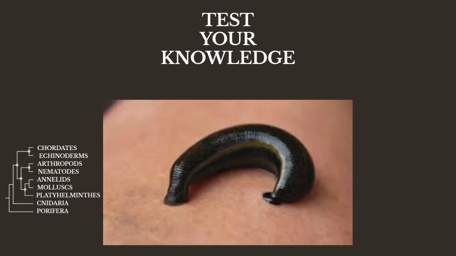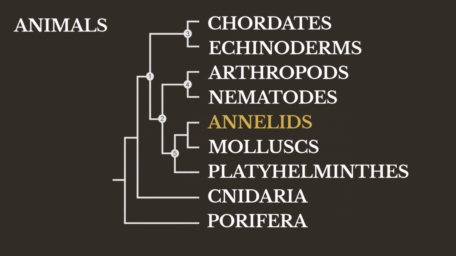Now, for the last one, I'll give you an easy one. What is this? You see the little lines on its body, and it is a worm. This takes out a lot of competition. Now what is the shape? Is it flat or is it round? This is indeed an annelid.